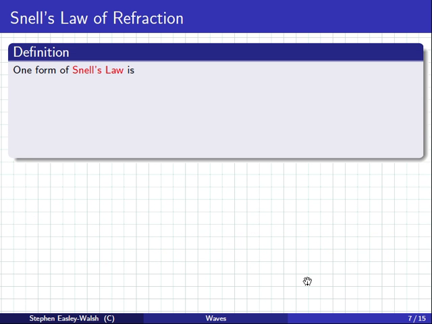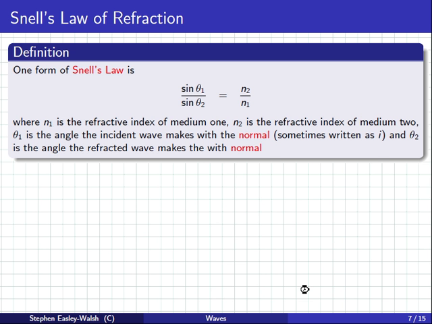Now, we have this law called Snell's law, which is useful for refraction. One way to state Snell's law for calculating the angles is sine theta 1 over sine theta 2 equals n2 over n1. Now, I need to explain the angles and the n's here.